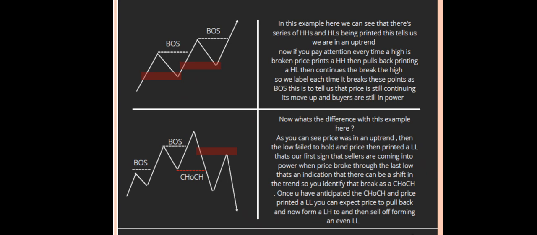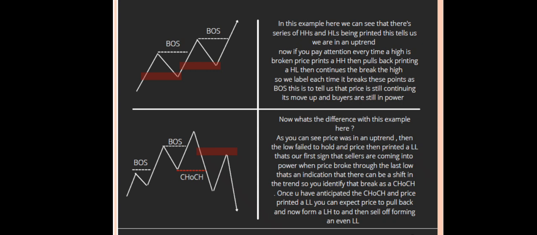Once you have anticipated the CHoCH and the price prints the lower low, you can expect price to pull back. In this instance, you use the Fibonacci tool. It's there on MT5 as well as MT4. You press it there and then you mark your levels. Okay, so that is the difference between break of structure and change of character. Break of structure occurs in a continuation, in an uptrend or a downtrend. A change of character occurs when the market is about to reverse. That's the difference.